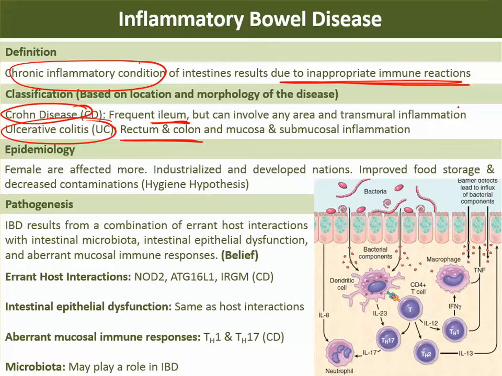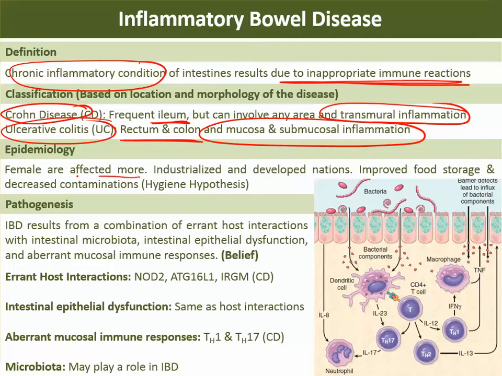And remember, Crohn disease will produce transmural inflammation. All the layers of the intestine will go for inflammation. And in ulcerative colitis, the inflammation is restricted to the mucosa and submucosa.